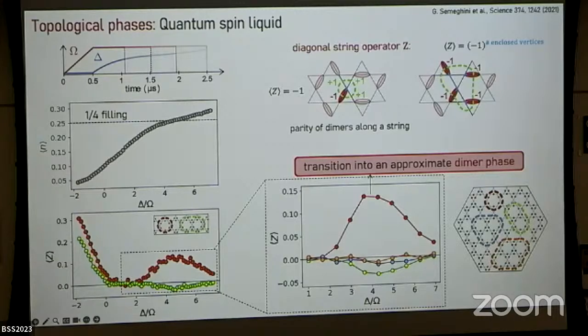But okay, so the conclusion for now, I hope it's clear, is we measure this Z operator to identify if we're preparing the system in a dimer state or not. And from these measurements, we can say we are in an approximate dimer phase, which means we see the right type of correlations, but they're not as high as if we had a perfect dimer state.